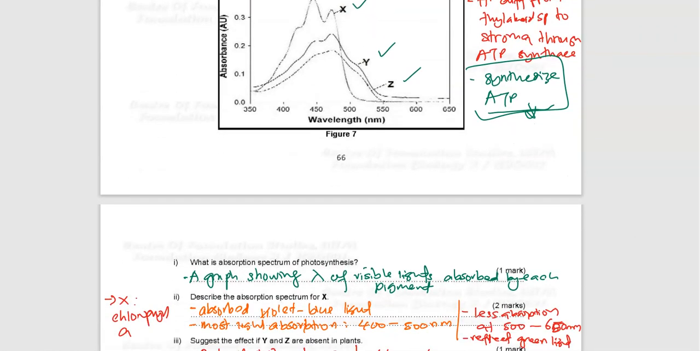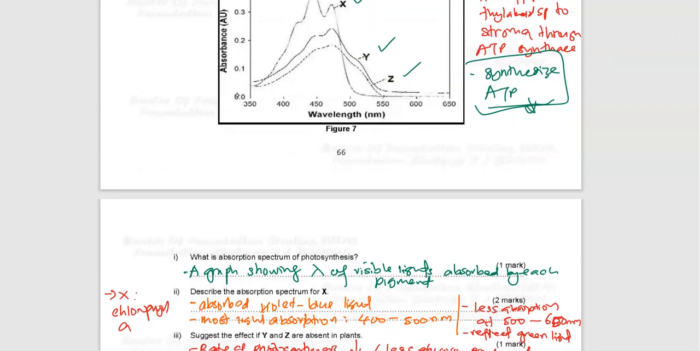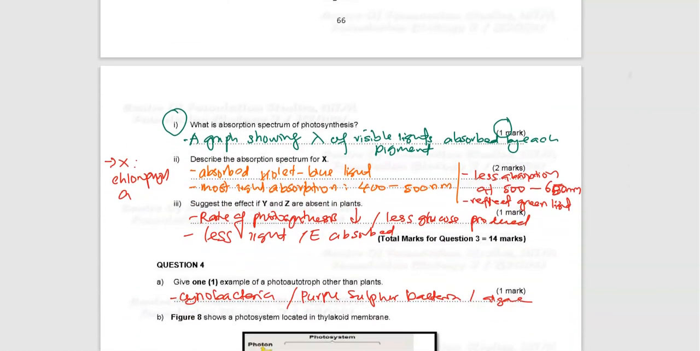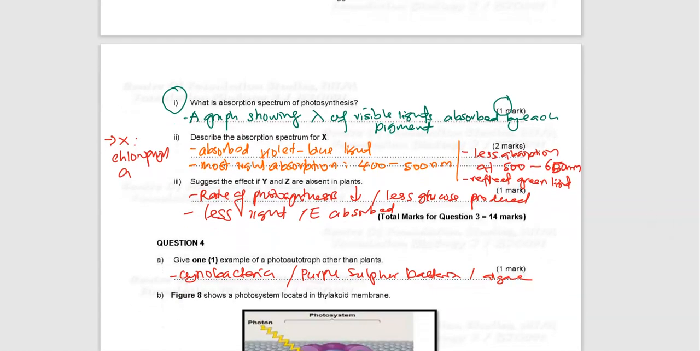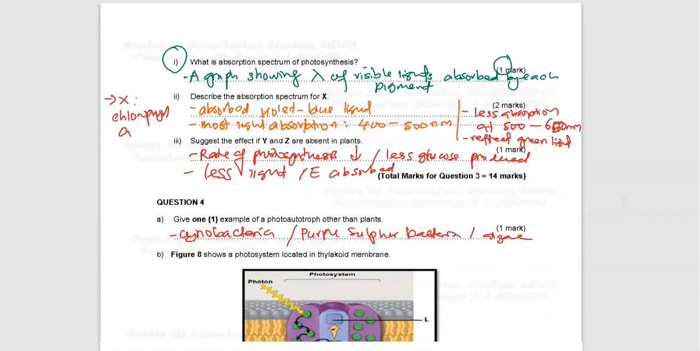So what is absorption spectrum of photosynthesis? Basically question 1 asks you for definition. The mark for definition is usually 1 mark. So it is a graph showing the wavelength of visible light absorbed by each pigment. That is the definition for absorption spectra, or absorption spectrum.